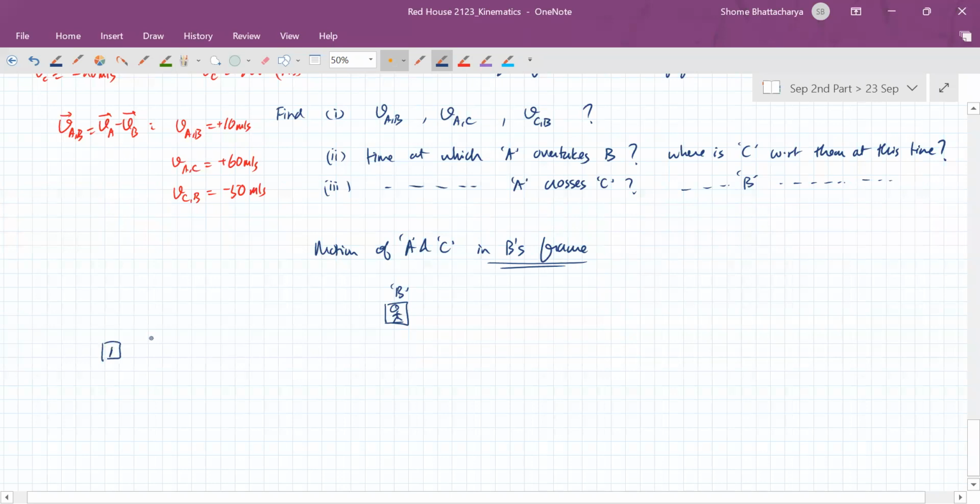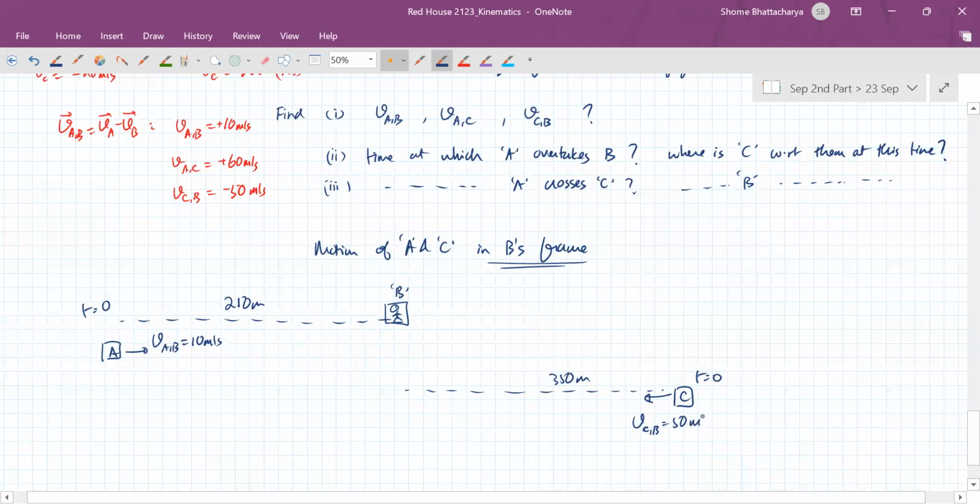So A looks like it's at a distance of 250 meters behind at t equal to 0, but it's coming with a velocity in this direction of 10 meters per second. On the other hand, C at that instant t equal to 0 is at a distance over here of 350 meters, and it is coming with a velocity. So I'm showing the direction with the arrow, so I don't need to put the algebraic sign here. Okay, like this. So when will A be over here?